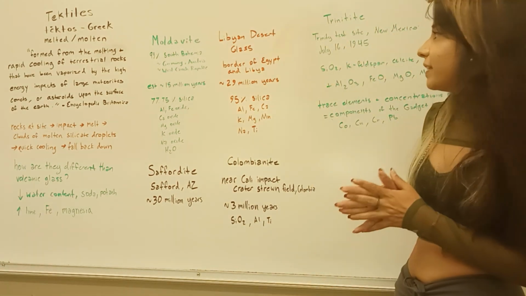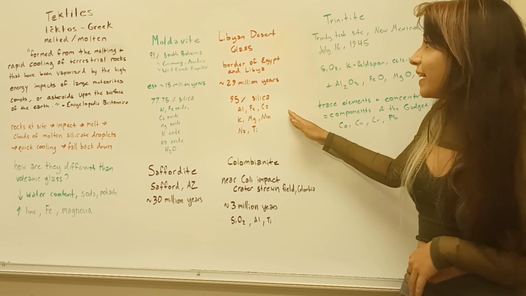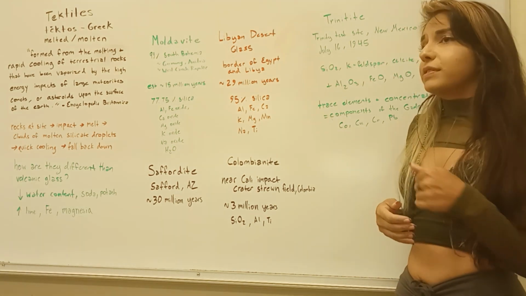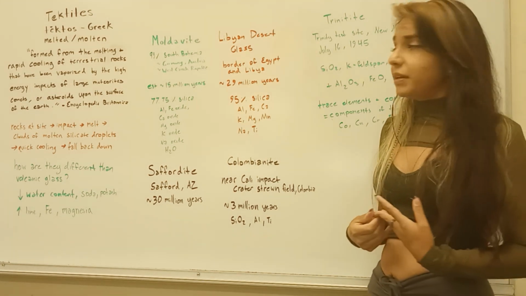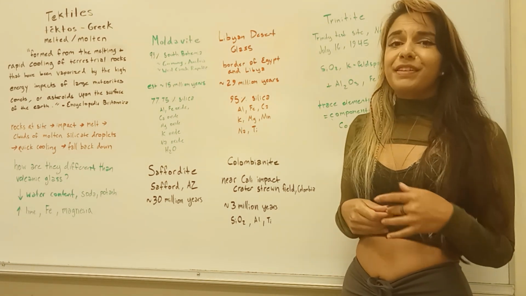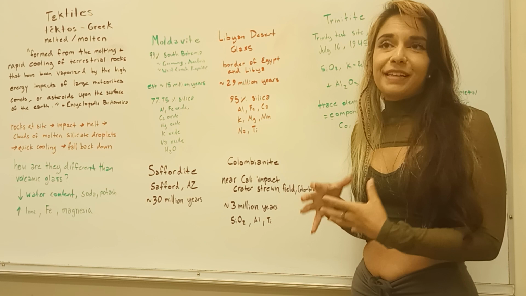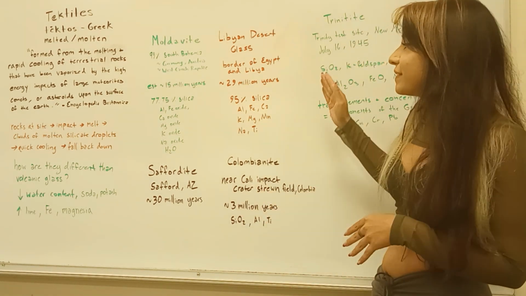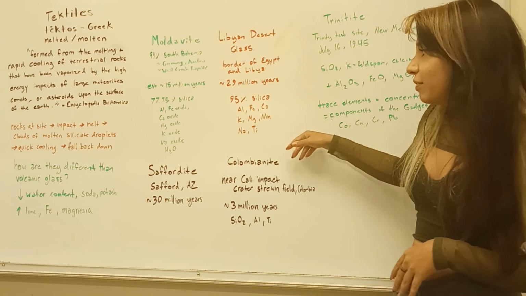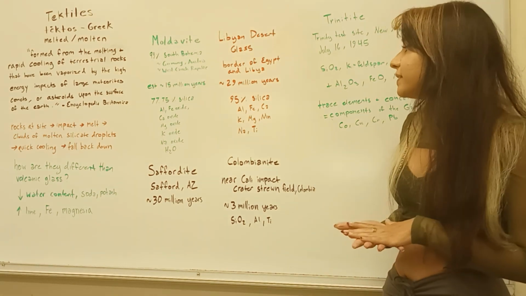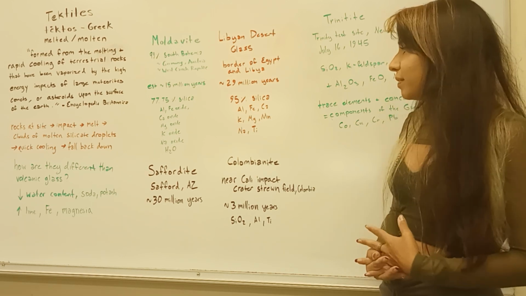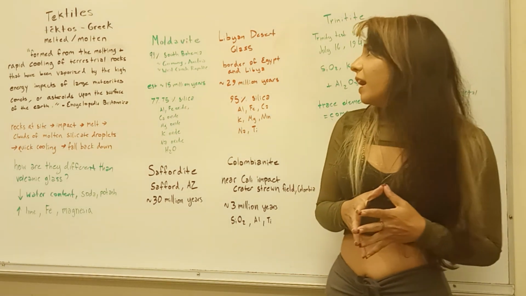My favorite tektite is going to be the Libyan Desert Glass. That occurs on the border of Egypt and Libya, and that was the result of an impact about 29 million years ago. And you can even see examples of Libyan Desert Glass in King Tut's breastplate, which I think is really cool. This is going to be about 95% silica, and then you have aluminum, iron, calcium, potassium, magnesium, manganese, sodium, and titanium in there as well.